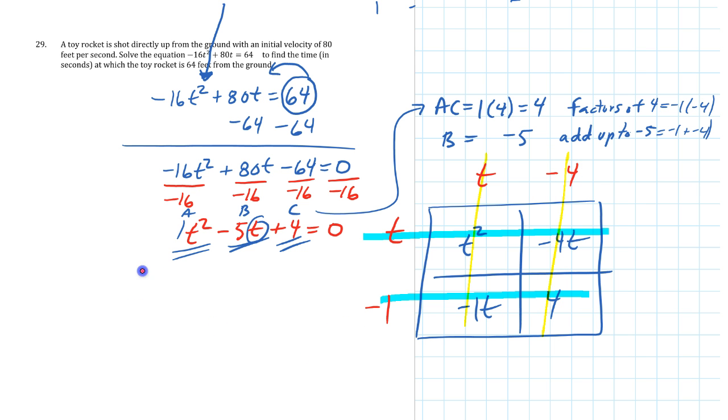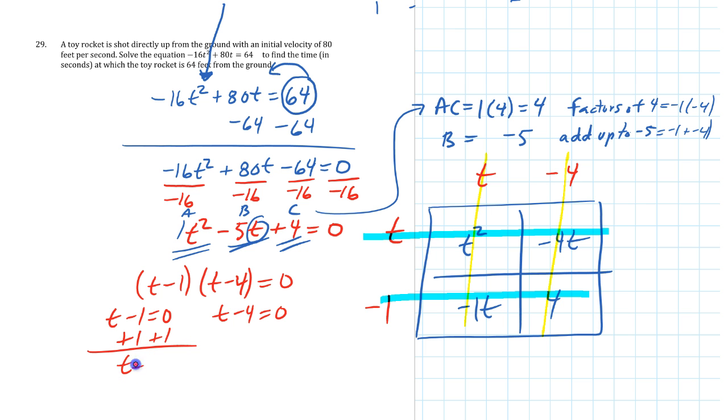So now I have t minus 1, t minus 4 equals 0. T minus 1 is equal to 0. T minus 4 is equal to 0. Add 1 to both sides, you get t is equal to 1. Add 4 to both sides, and t is equal to 4.